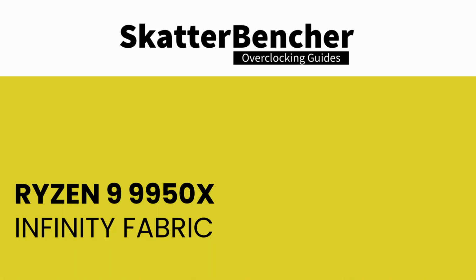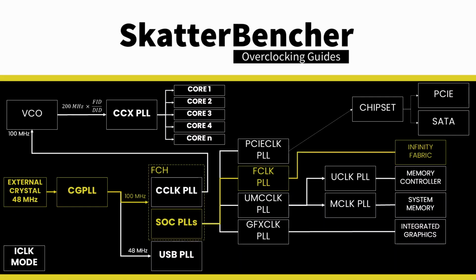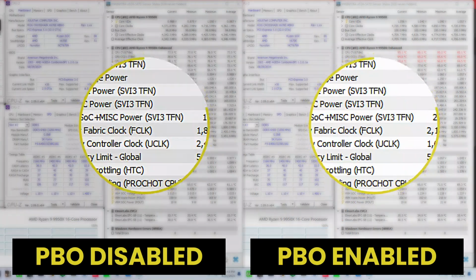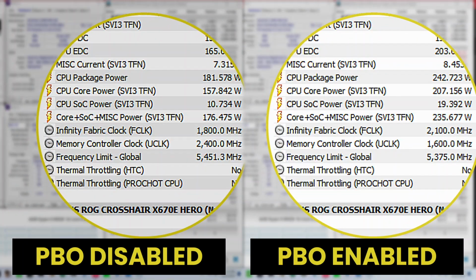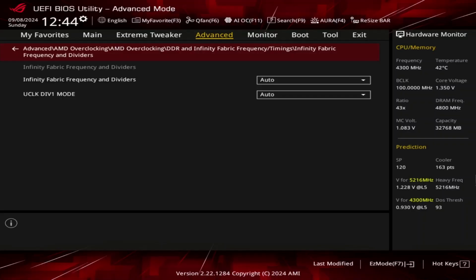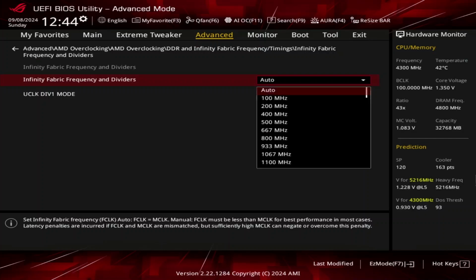The fabric frequency, or F-clock, is generated by the SoC PLL, derived from a 100 MHz reference clock input. The reference clock is multiplied by the F-clock ratio, which you can configure in the BIOS. The standard operating frequency of the Infinity Fabric is 1800 MHz, but on many motherboards, you'll find it runs 2100 MHz when Precision Boost Overdrive is enabled. That said, it doesn't seem there's much overclocking headroom beyond 2100 MHz.